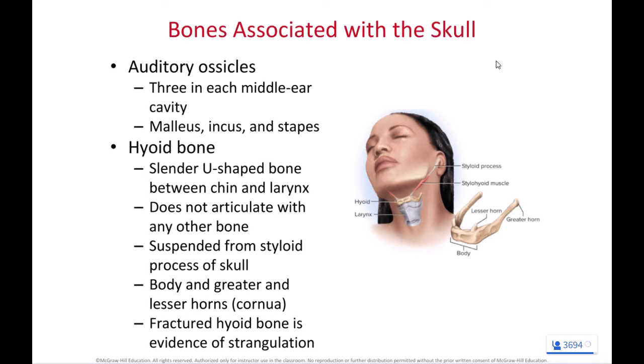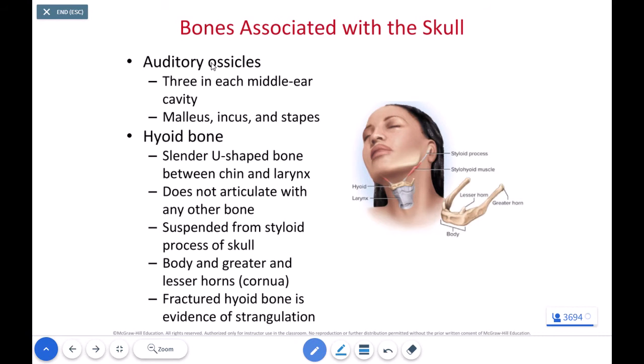As we look at our accessory bones, we have our auditory ossicles. These auditory ossicles are the ear bones, those little tiny bones in our inner ear. And there's 3 of them. Starting from exterior to interior, we have the malleus, incus, and stapes. And we'll talk about those bones in more detail when we get to special senses.